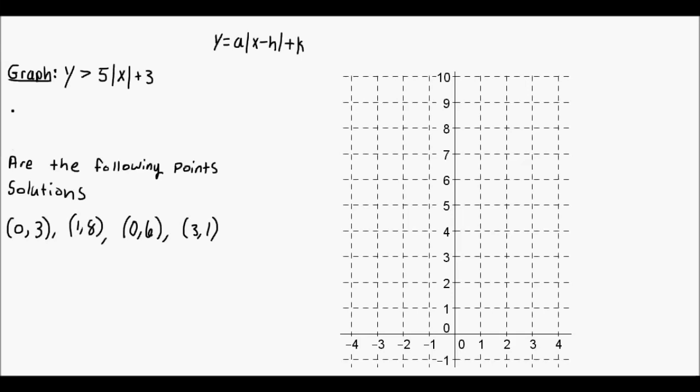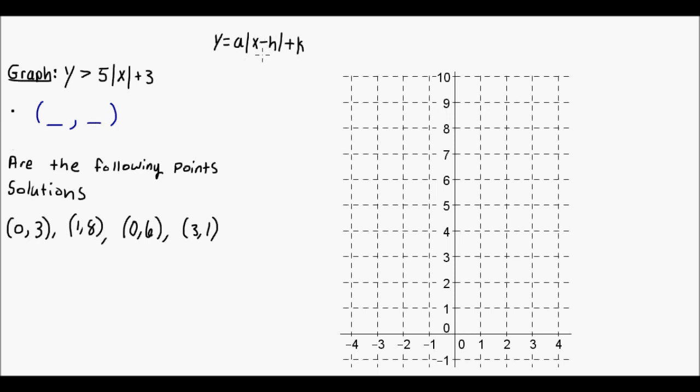Okay, in this video I'm going to graph the inequality y is greater than 5 times the absolute value of x, plus 3. The first thing I need to do to graph an absolute value equation or inequality is to identify the vertex. The vertex has two components, an x component and a y component, so I'm looking for both.